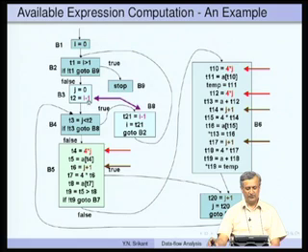T2 equal to I minus 1. So, I minus 1 is computed, so it is put into the E gen set, and then T2 is a temporary. So, all the expressions involving T2 are removed from the E gen set, in this case none. So, E gen at this point after this statement will be just I minus 1.